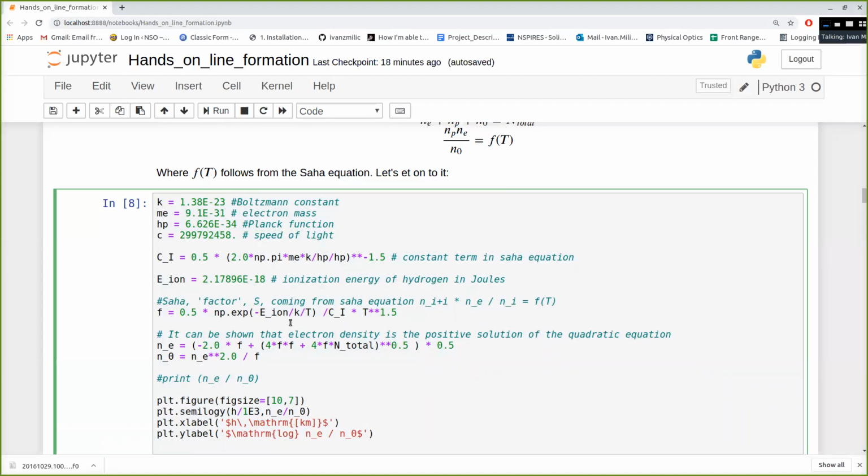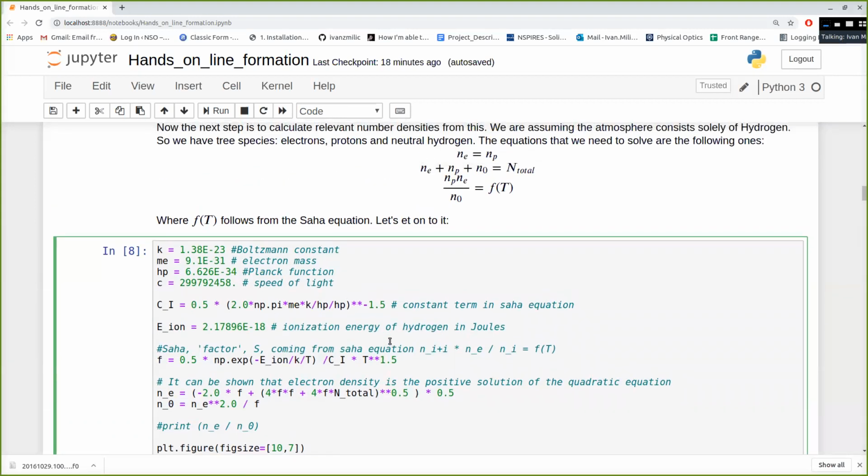So here I use some shortcuts. I will ask you to just go and derive this yourself. If you have problems understanding this specific block here, you can come back and talk to me, and we can discuss how these things came to be. And then I'm going to plot something different this time. I'm going to plot the ratio between the electrons, which is the same as the number of protons, and the amount of neutral hydrogen. So this is basically going to show us how much the hydrogen is ionized through the atmosphere.